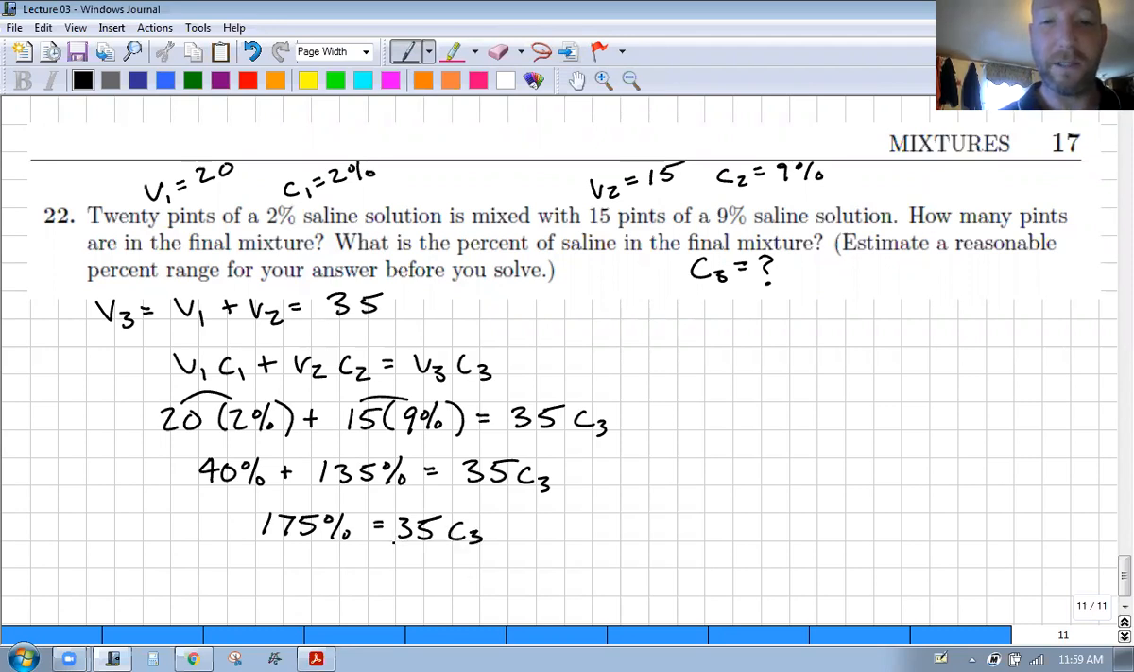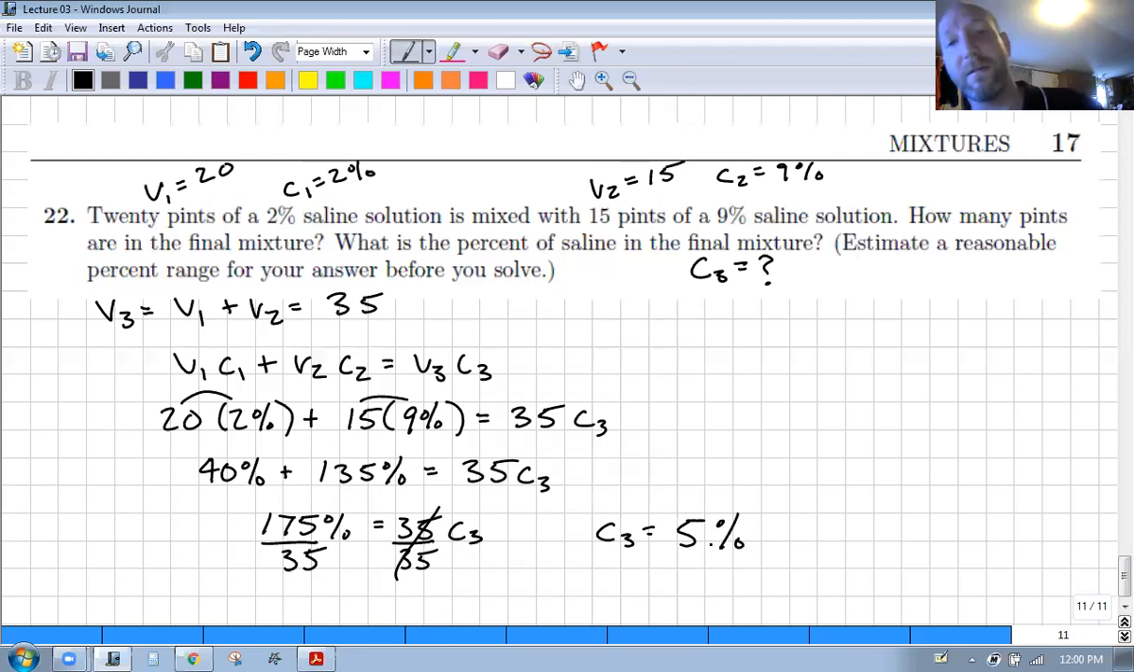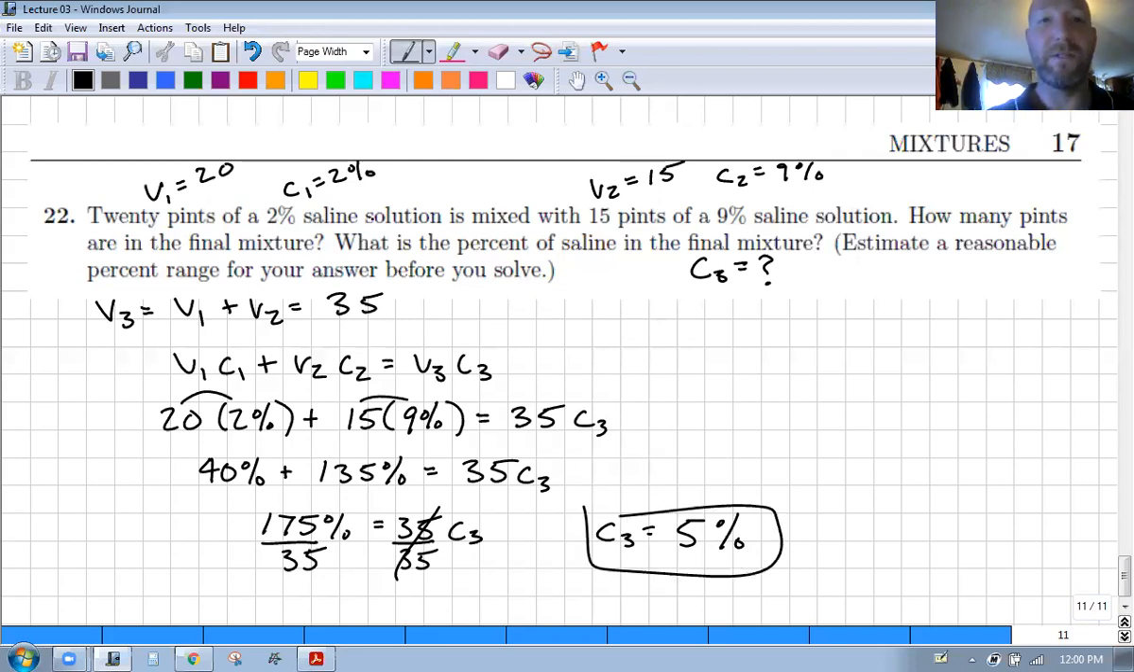Now to get C3 by itself, let's divide by 35. So 175 divided by 35 is 5%. Yeah, we were close. It's in between the 2% and the 9%, but it's closer to 2 than it is to 9. It's only 3 away from 2, but 4 away from 9.